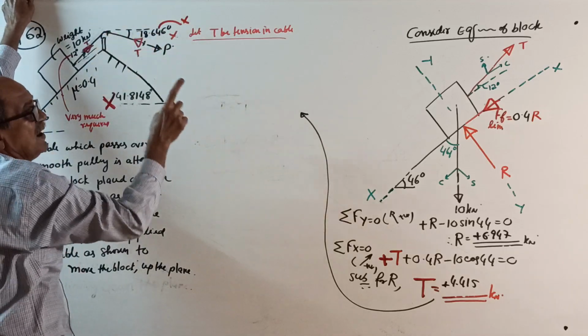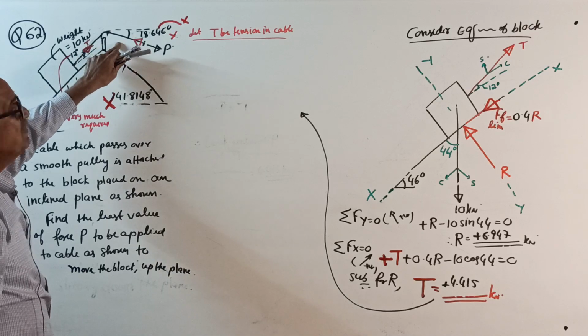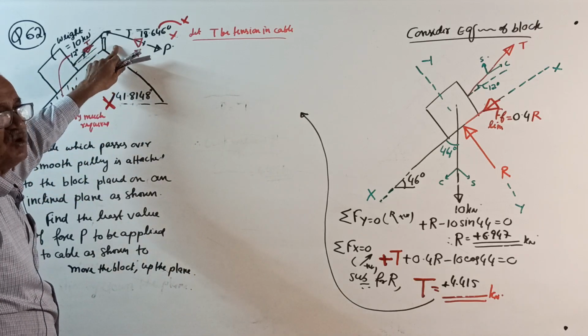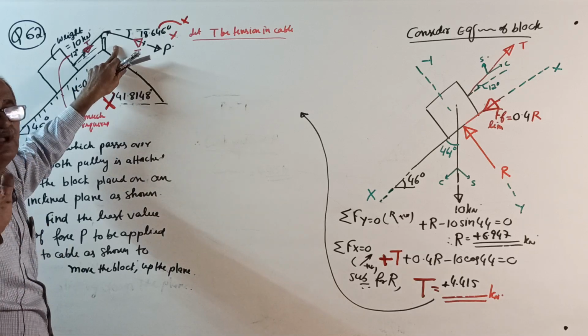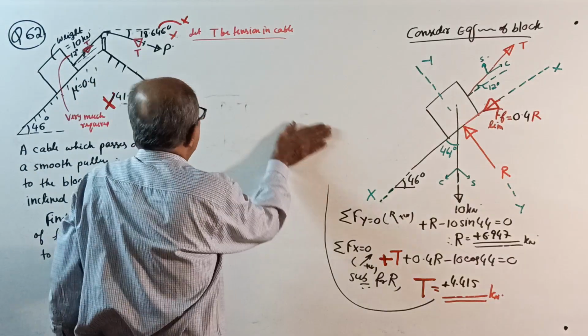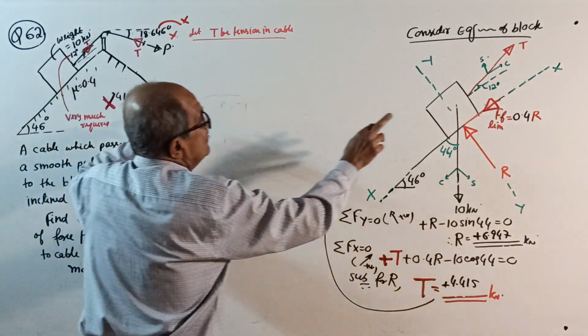Smooth hinge. You had one more statement: since the cable passes over a smooth pulley, tension remains constant as usual. This is all I told. Those who are not studying properly, it is their problem. It is not the first time you are doing this. Okay, now this is the case here.